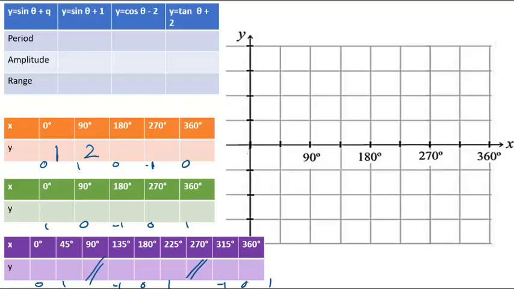Sine of 180 is 0. 0 plus 1 is 1. Sine of 270 is -1. -1 plus 1 is 0. Sine of 360 is 0. 0 plus 1 is 1.